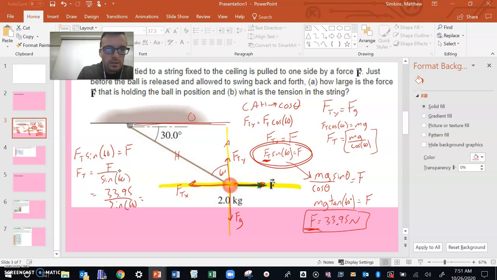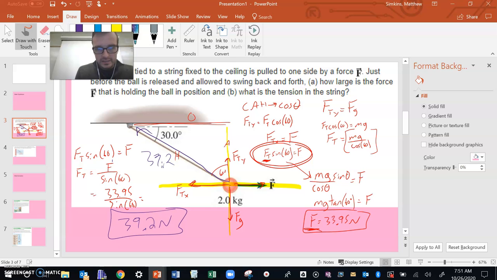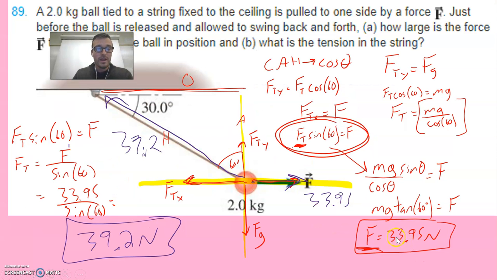That's looking like, boy, this really went AWOL. This is looking like 39.2 newtons. All right, and so just to double check that, if this overall tension is 39.2, then it makes sense that this horizontal force only needs to be 33.95. Why? Because that horizontal force is only opposing some of that force of tension.